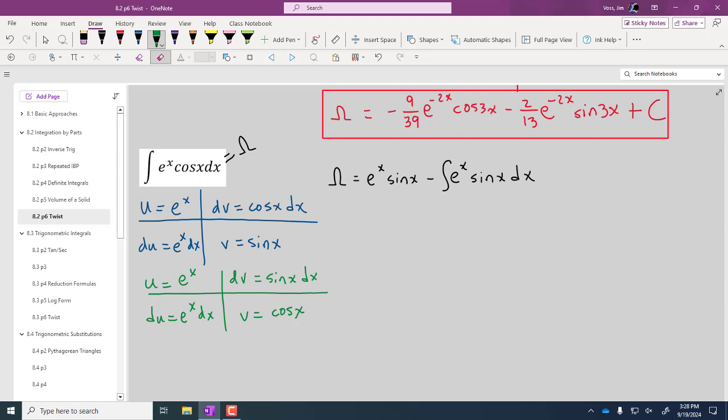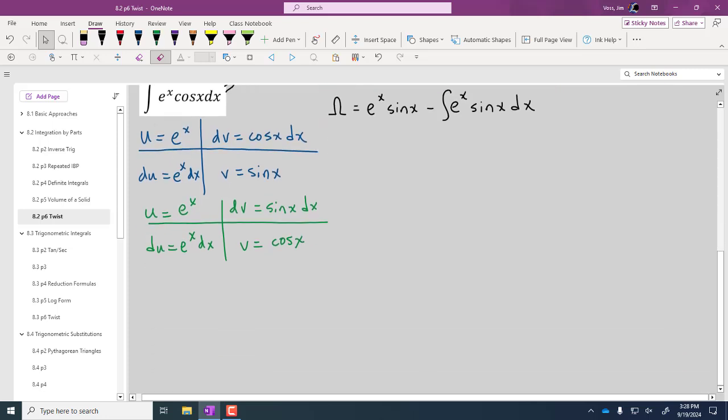So, any questions on that? And again, it doesn't matter. You could have put the e to the x with the dv and the cosine with the u. If you're not 100% comfortable integrating trig functions, if that tends to be a bugaboo, put e to the x with the dv and the trig function with the u, because then you can differentiate instead of integrate. That might be easier.